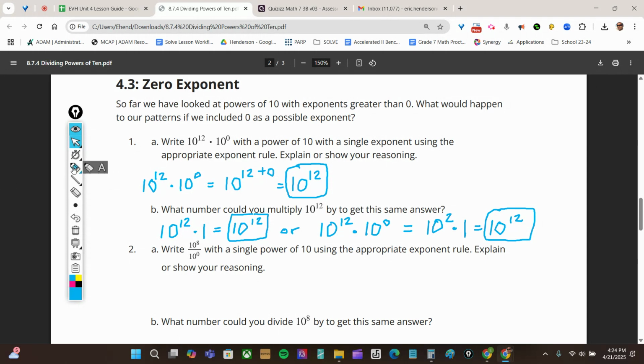Write 10 to the 8 divided by 10 to the 0 with a single power of 10 using an appropriate exponent rule. Explain or show your reasoning. All right. So 10 to the 8 divided by 10 to the 0, which equals 1, equals 10 to the 8. Okay, that's one answer.